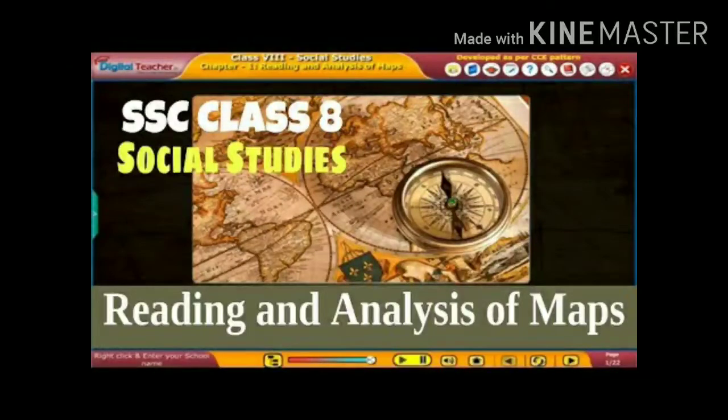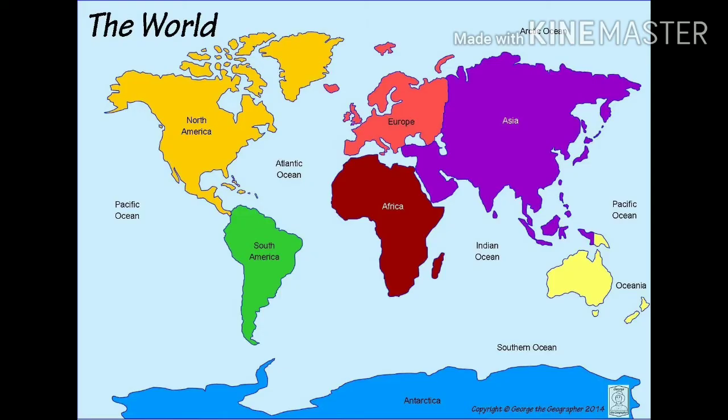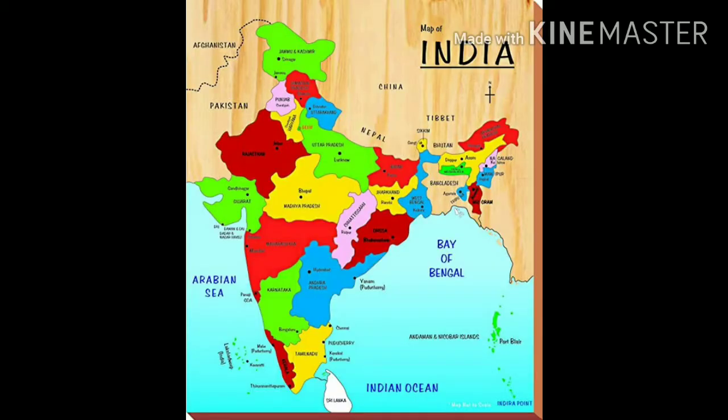Good morning, children. Today we are going to discuss social studies, chapter 1, reading and analysis of maps. Before discussing chapter 1, we have to recall the 7th class chapter on maps. We already discussed in that class what a map is, how many types of maps there are, and what the uses of maps are. Let us recall the definition of the map.